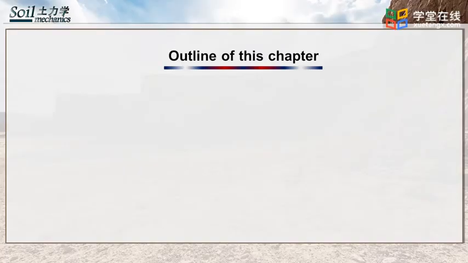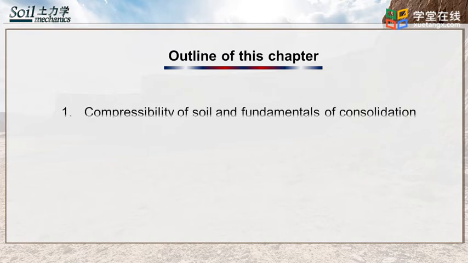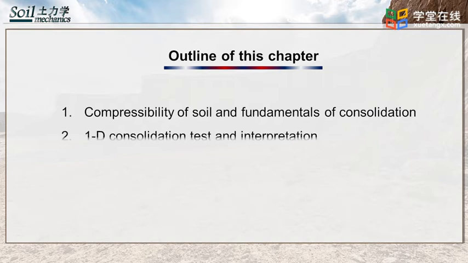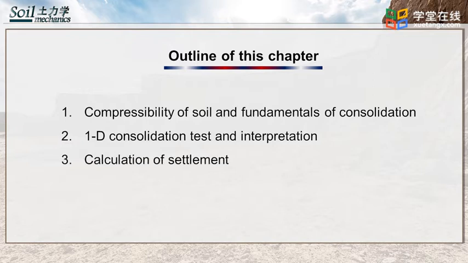We are going to explain this chapter from 4 aspects. The first is compressibility of soil and fundamentals of consolidation. The second is one-dimensional consolidation test and interpretation. The third is calculation of settlement. The last one is time rate of consolidation.